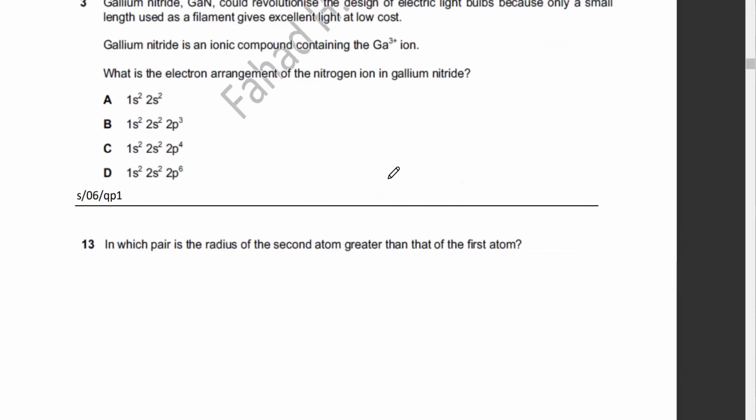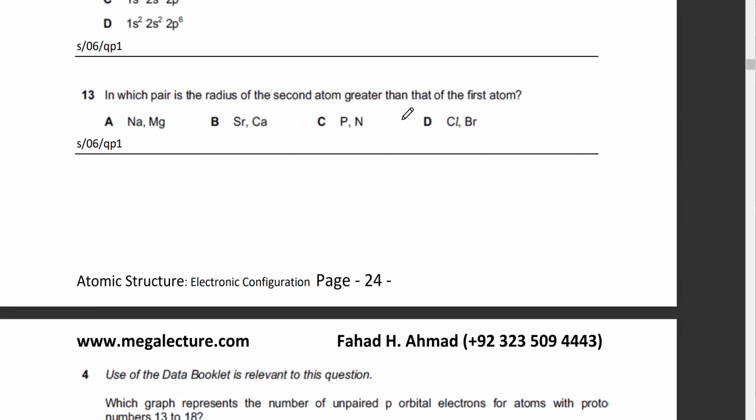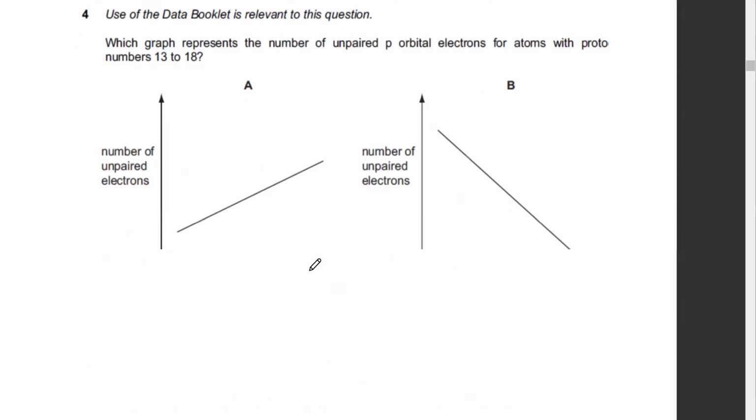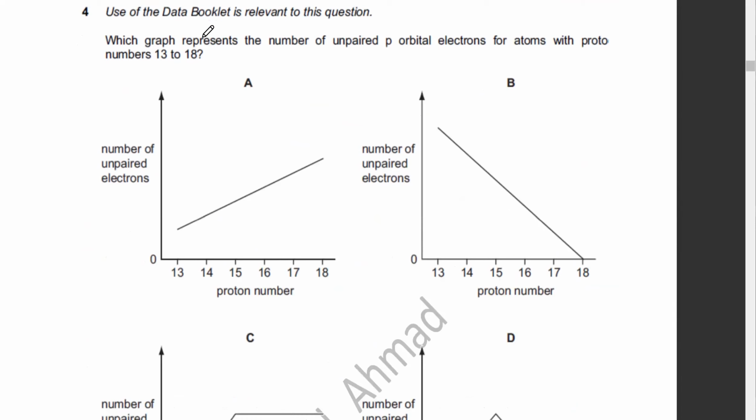Some other questions very quickly. In which pair is the radius of the, we haven't done radiuses yet, so we can ignore that. This one, which graph represents the number of unpaired p orbital electrons for atoms with proton number 13 to 18? So starting with 13, 13 is aluminium. You don't need to actually, 13 is group 3. So it's basically group 3. 14 would be group 4. Proton number 15 would be group 5 and 6 and so on.